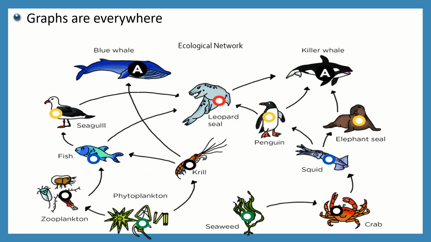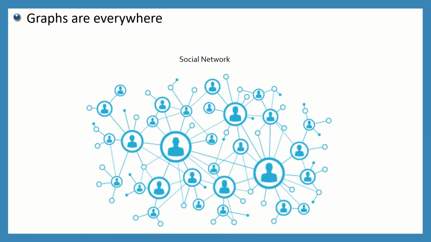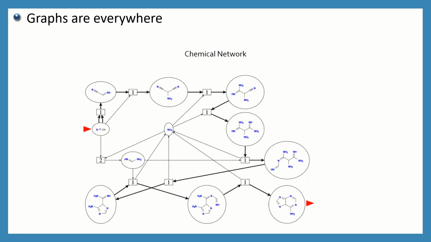We can see graphs in the ecological network where animals are connecting together, and moreover we can see that in the social network, users are connected and communicating with each other by using some social networking platforms such as Facebook or Twitter also.